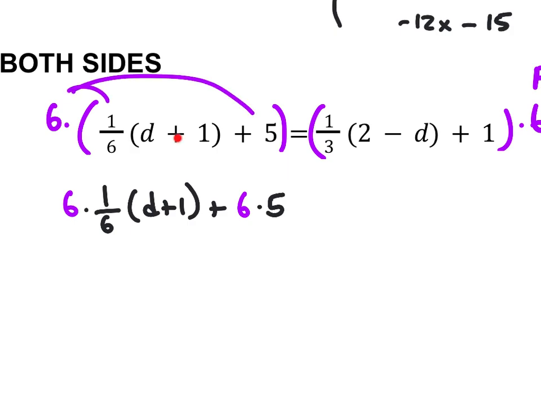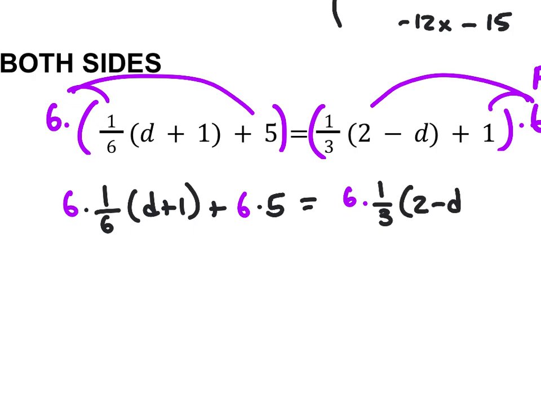Now, what's weird is this whole thing itself is a term because I'm going to multiply it by this number 1/6. I'm going to do the same thing over here on this side. I'm going to distribute the 6 into here and here. So on this part here, I'm going to write 6 times 1/3 times 2 minus d plus then 6 times 1. Okay, so this is a way where you can manipulate this equation so that you don't have to deal with the fractions.